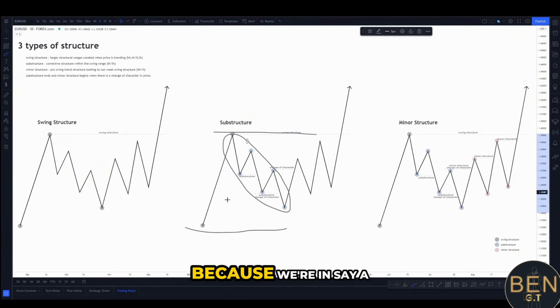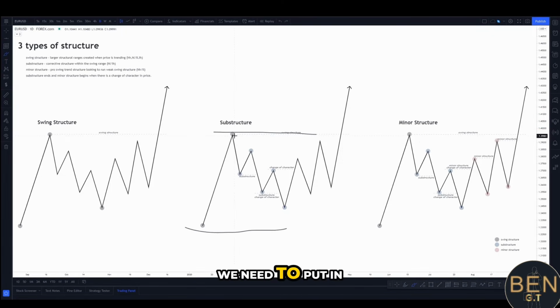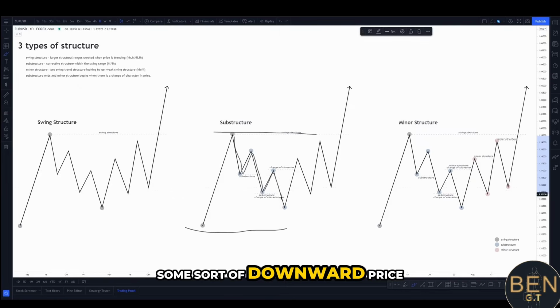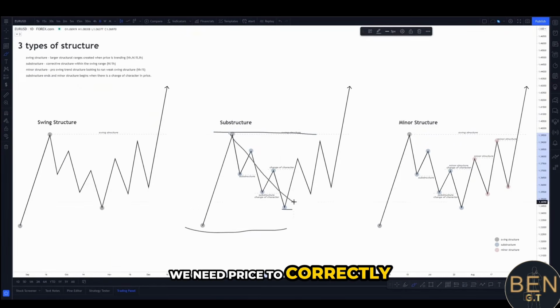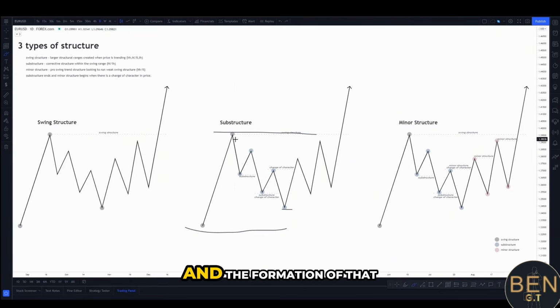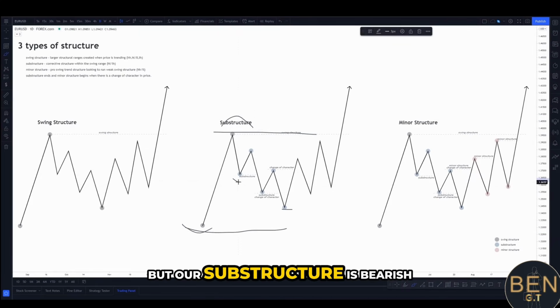So in this case, because we're in, say, a bull trend, we had already made a previous high, we broke that high, we've pulled back, and now we've created a new high. We're expecting some sort of higher low to form before we run the previous higher high to create a new higher high. And as a result, we need to put in some sort of downward price action. So in order to make that higher low, we need price to correctively move counter trend, so in this case downwards, and the structure that is created by that is called substructure. And as we can see, our swing structure is bullish, but our substructure is bearish.